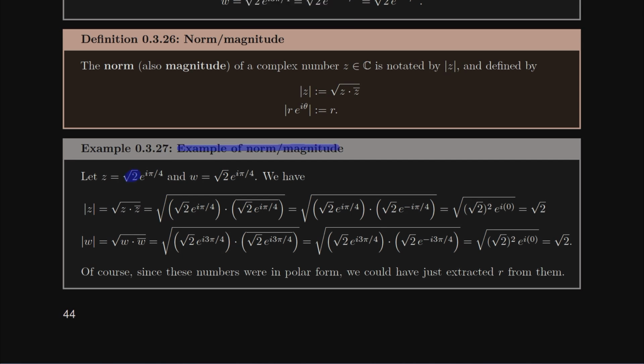So let's look at an example of those norms and magnitudes. Well, they're pretty easy to tell, right? Because we've got a root 2 there, a root 2 there. I've gone through all the work to actually calculate these, but let's think about it. It is the radius, so if I have root 2 on z, the norm is root 2, and I have a root 2 on w, the norm is root 2.